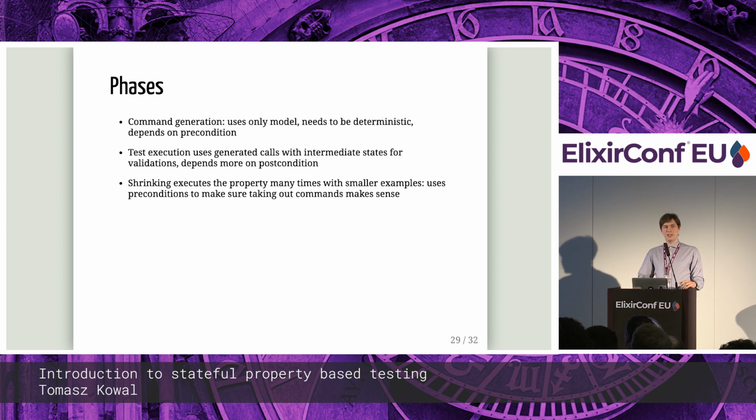That phase depends heavily on precondition, because when we're generating the commands, we need to make sure that the precondition is met. Then the next phase is actual test execution, and that uses the generated calls with intermediate states for validation. And that depends more on postcondition. And the last phase is shrinking. If the test is failing, we basically rerun the test, but without generating the input. We just try to take commands from the initial input.